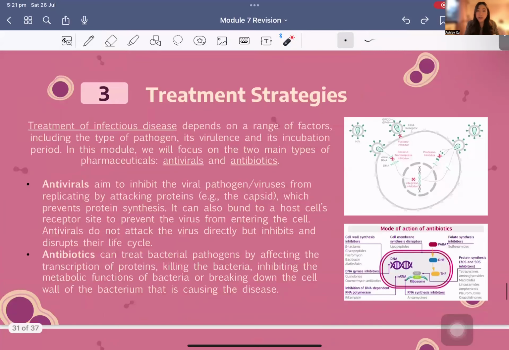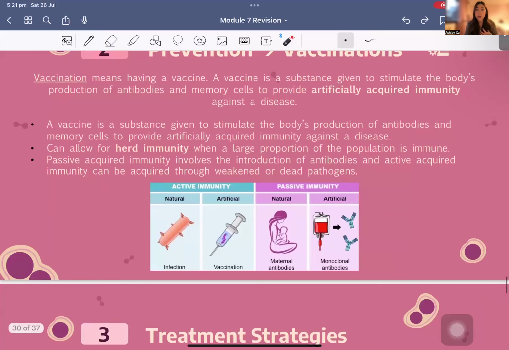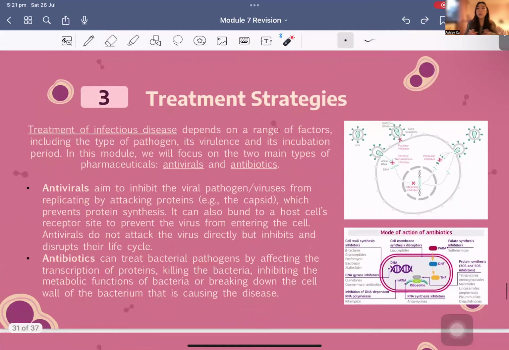All right, some treatment strategies now. Okay, so how do we treat diseases? If we failed in preventing pathogens from entering our body, now what we're looking at is treating those diseases. We have two main things. Obviously, we have antifungals as well, but in the syllabus, we want you to remember antivirals and antibiotics. I'm sure you've heard about antibiotics before. I'm sure you've taken some. Antivirals not as commonly used.